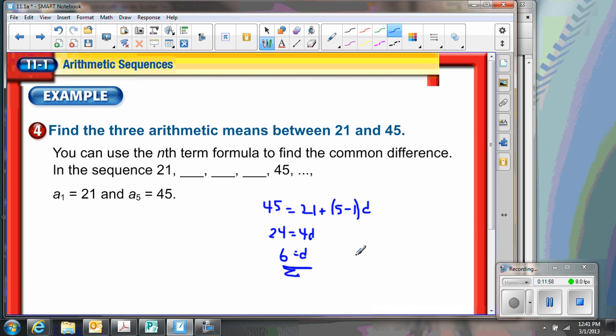Once I know the common difference, now all you need to do is start at the first term and continue to add that 6 until it matches up with this term. So if 21 is the first term, plus 6 means 27 has to be the second term, plus 6, 33 has to be the third term, plus 6, 39 has to be the fourth term, plus 6, 45 has to be the fifth term.